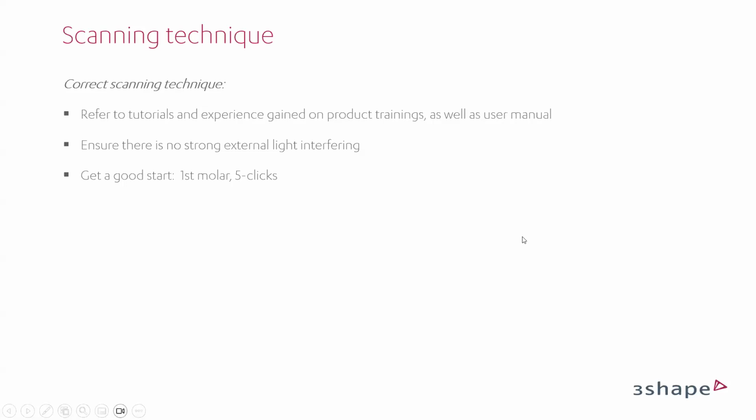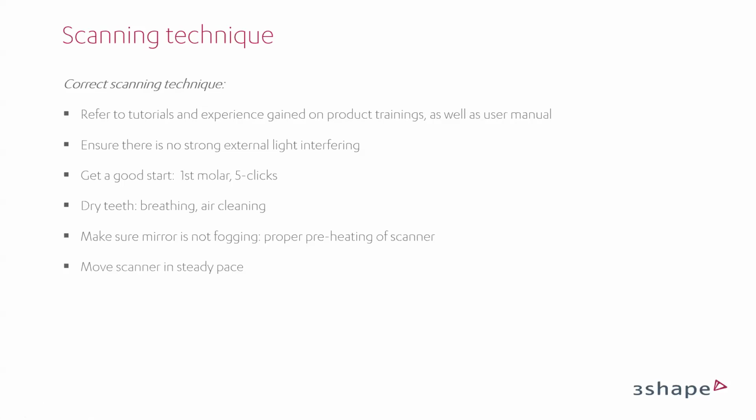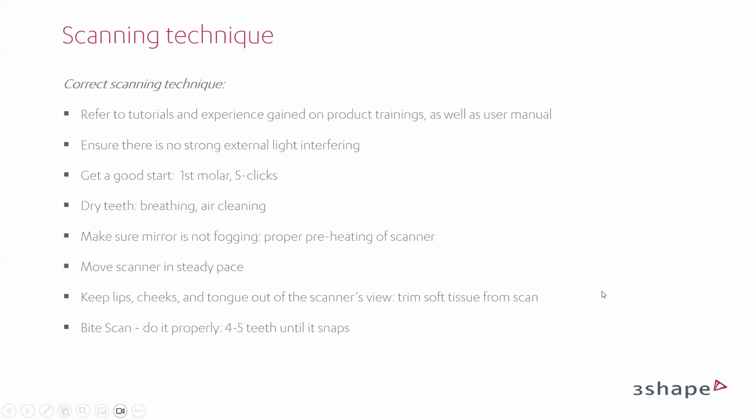Also get a good start, the first molar and 5 clicks. We need to have dry teeth, with breathing, air cleaning as well. Make sure that the mirror is not fogging, proper preheating of the scanner, and move the scanner at a steady pace as well. We need to keep lips, cheeks, and tongue out of the scanner's view, and trim soft tissue from the scan if needed, of course. If you talk about bite scan features, we need to do it properly, 5 or 4 teeth until it snaps.